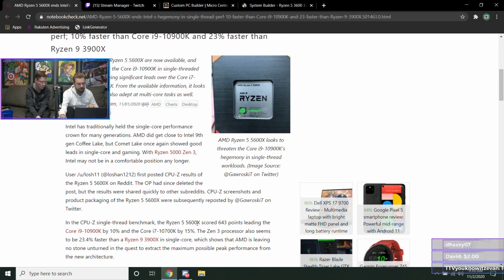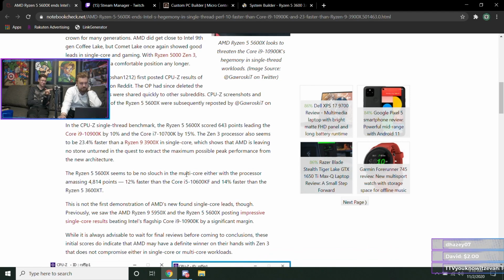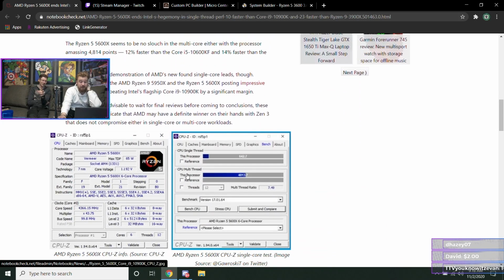Yeah. So the score of 643 points is leading the 10900K by 10%. It also shows that it'd be 23% faster than last-gen stuff in single-core, which is to be expected, but 23% is pretty high. We weren't expecting that big of a jump. Well, you got to remember, what is that jump going to be over the 3600X? It's going to be pretty nice. It should be even bigger, I would think.